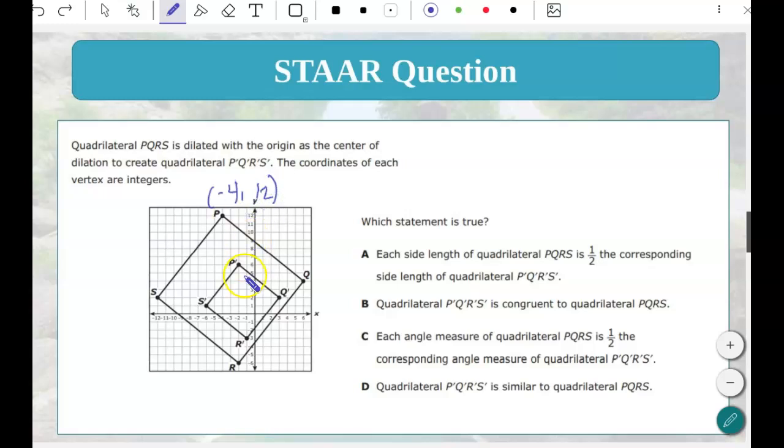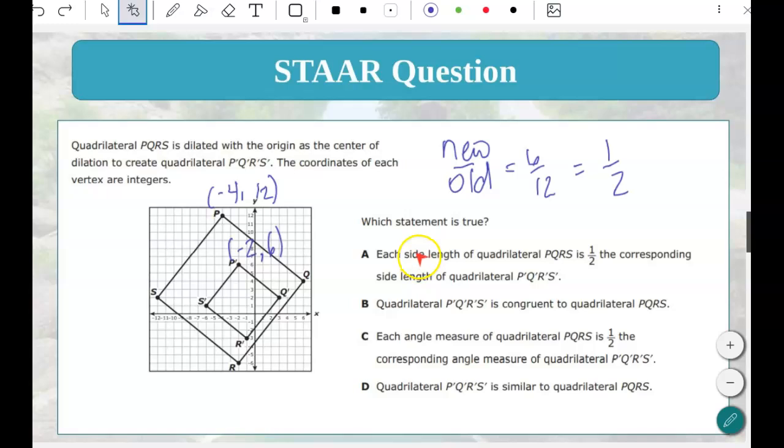And the new one is at -2, 6. So remember, it's new over old. The new one is 6. The old one is 12. We can use any of the coordinates. It doesn't matter. And even if you did the -4, -2, you're still going to get this as 1/2.